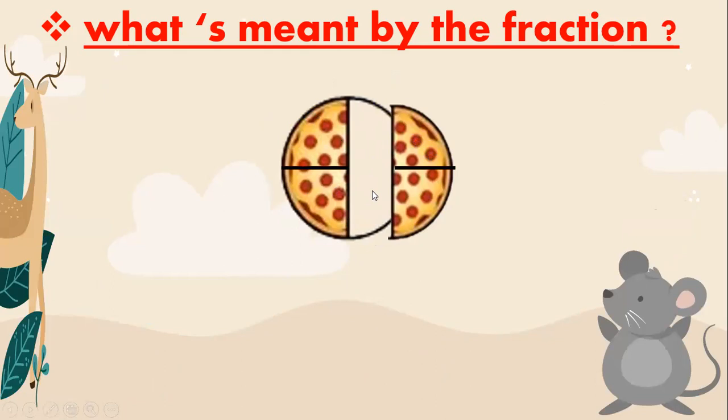Now, the pizza is divided into 4 equal parts. And I want to eat 2 parts. I'm hungry, so I will eat 2 parts of the pizza. Out of how many parts? Out of 4 parts, because the pizza is divided into 4 equal parts, and I will eat 2 parts out of 4. Okay? So the fraction is 2 over 4.